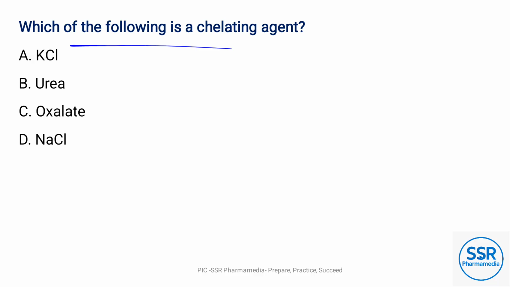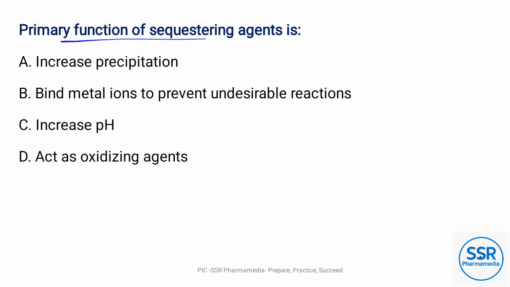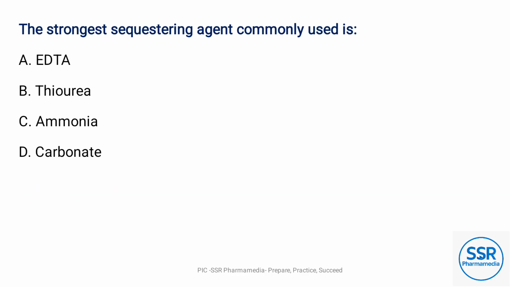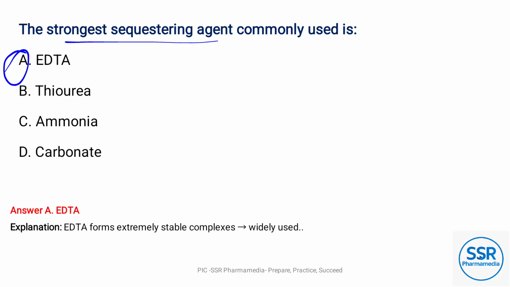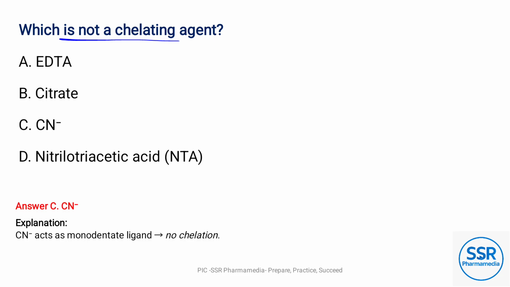Which of the following is a chelating agent? Option C, oxalate. The primary function of a sequestering agent is, option B, to bind metal ions to prevent undesirable reactions. The strongest sequestering agent commonly used is, option A, EDTA. Which is not a chelating agent? Option C, CN minus ion.